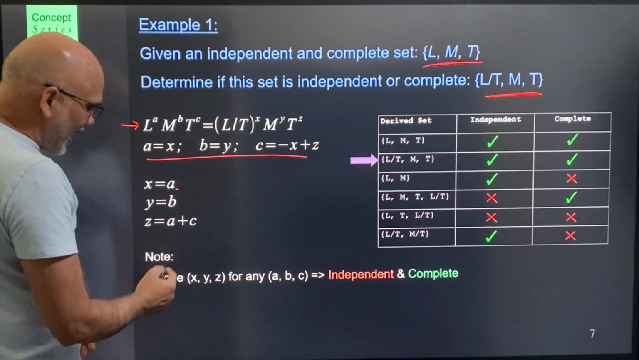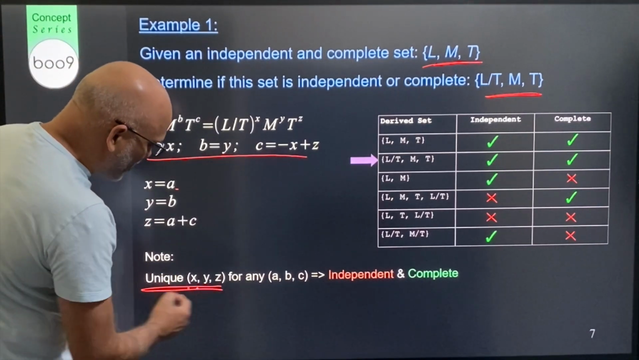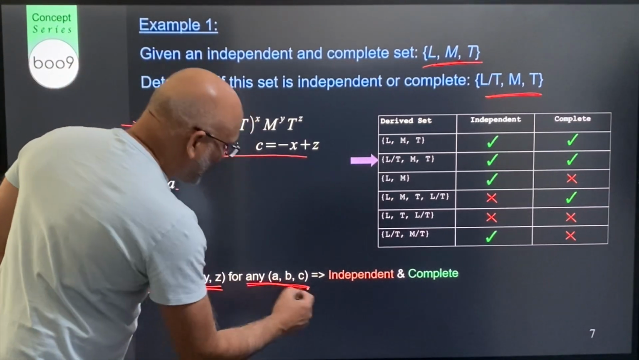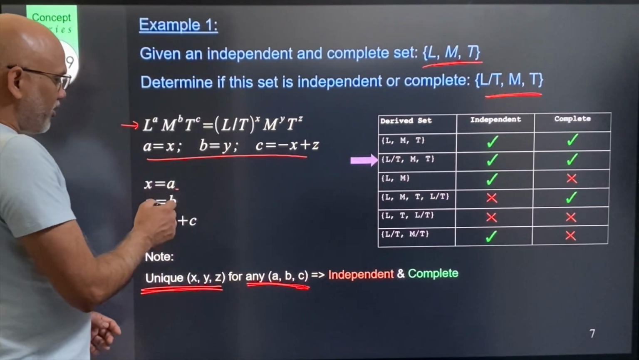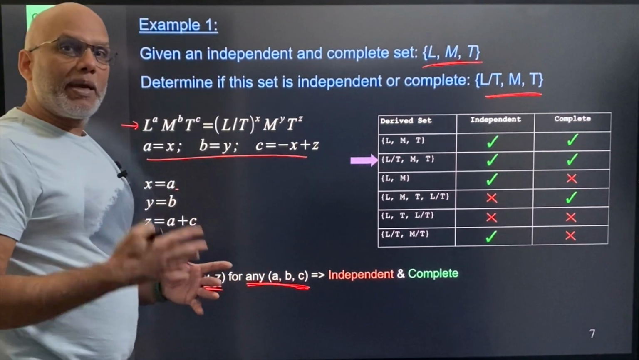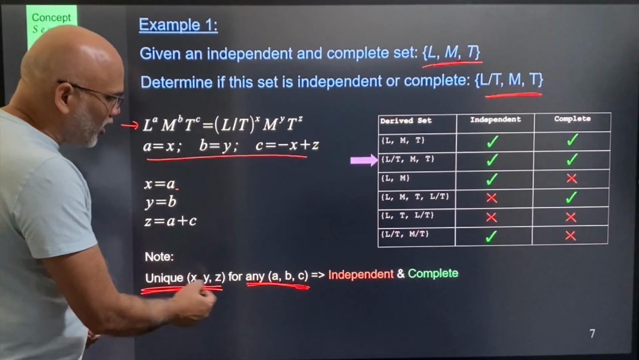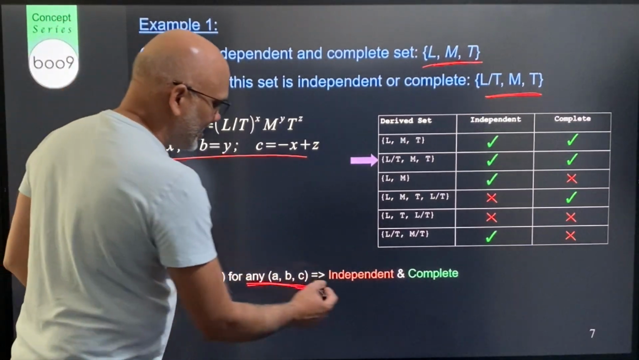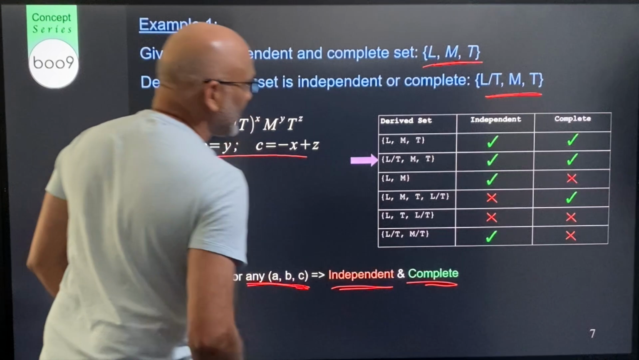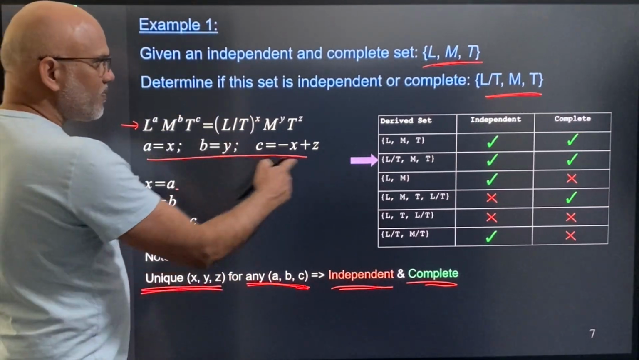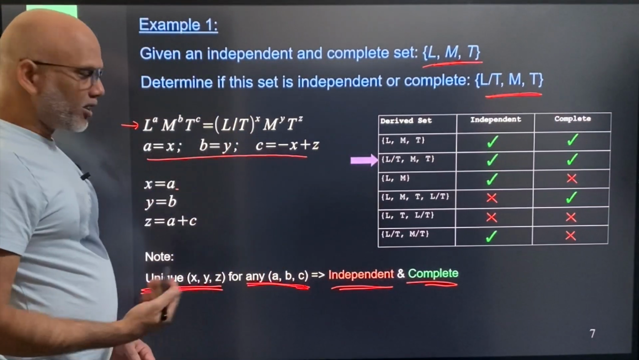So as you can see, I get a unique value of x, y, z for any a, b, c. Whatever the value of a, b, c you give me, I can find a unique value of x, y, and z. That means they are independent and complete. So the derived set is also independent and complete.